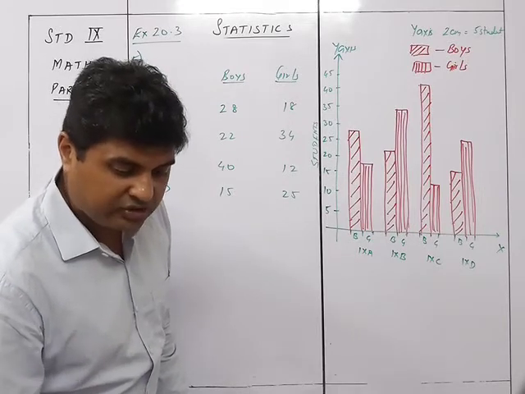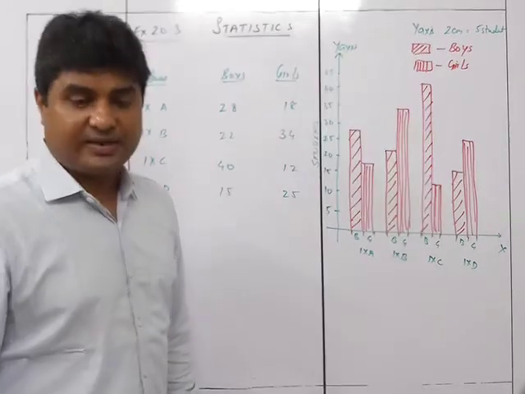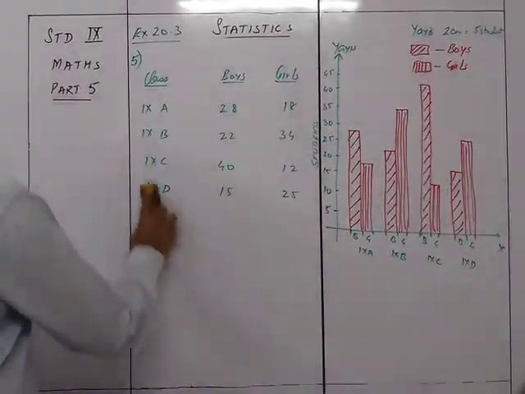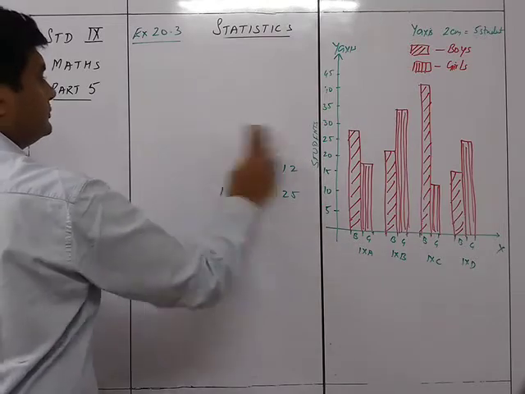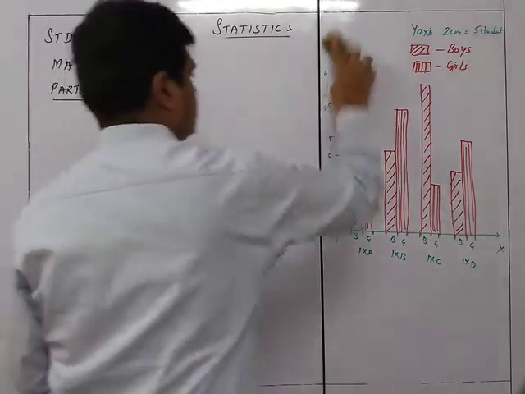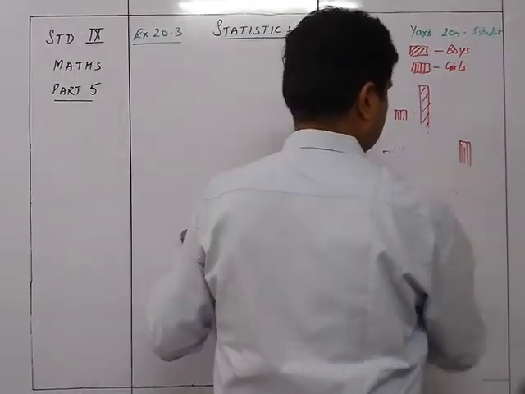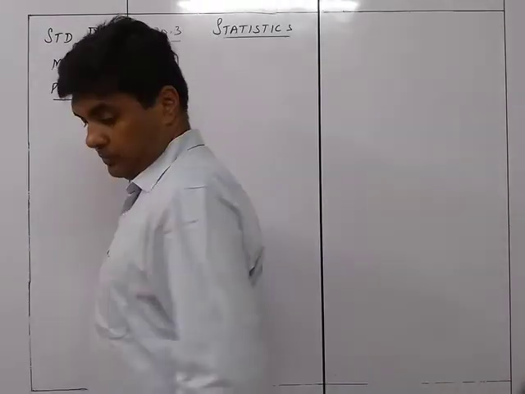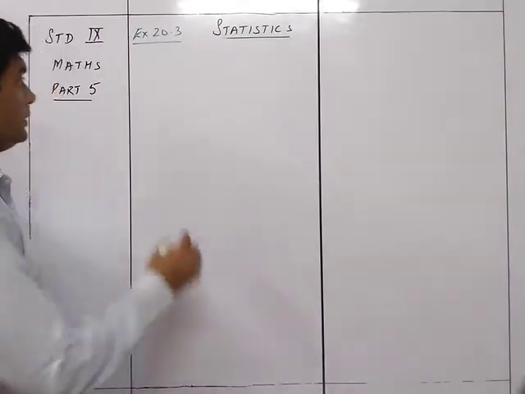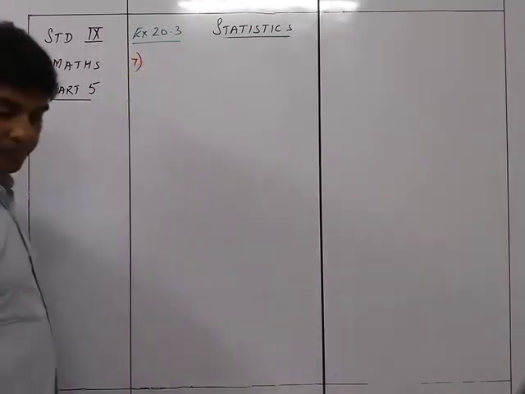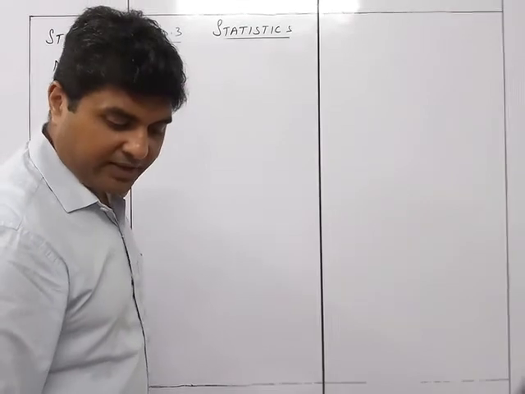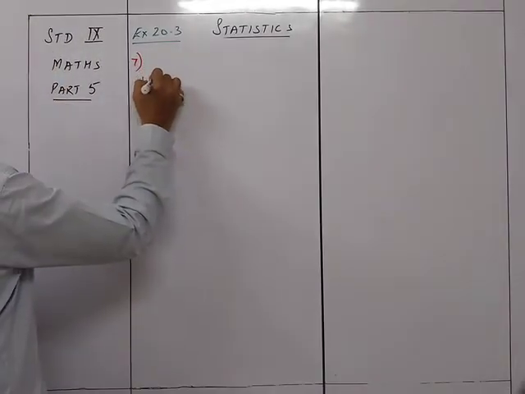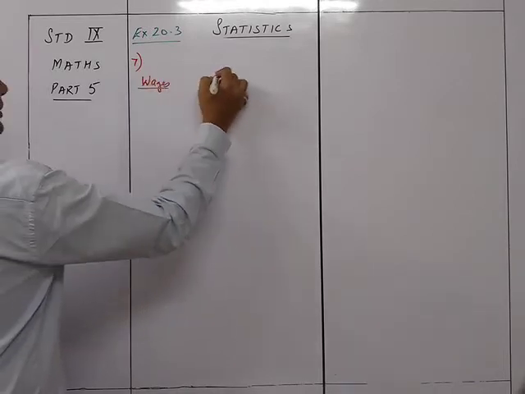We now move on to histograms. So we have the first question, that is question number 7. Let's see question number 7. You got the daily wages in rupees and the number of workers. So you got over here wages, workers.